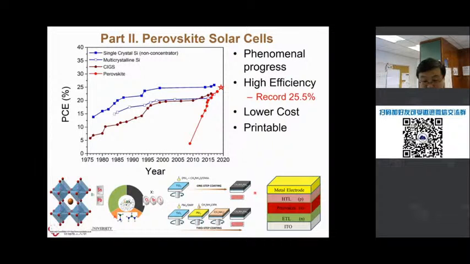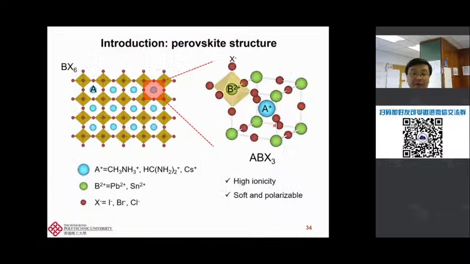Let me move to the second part, perovskite solar cells. We don't need to go into much detail. It's phenomenal progress. We know that efficiency now goes to 25.5%, and more importantly, it can be low cost. And for me, I like the printability. For the structure, this is an ABX3 structure, where A can be this type, B is lead or tin ions, and X is iodine, bromine, or chloride.